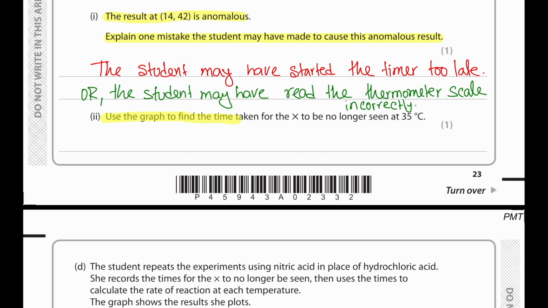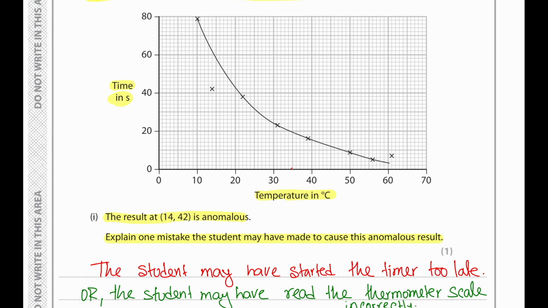Use the graph to find the time taken for the X to be no longer seen at 35 degrees Celsius. At 35 degrees Celsius, if we extrapolate, then we get a time in seconds of 20. However, it is slightly lower than that. So we can take it as 20 because it's close to 20.